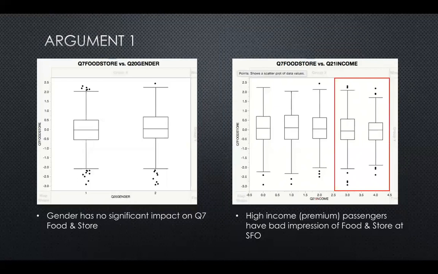In order to find out if other elements have a relationship with Q7 OR, we made some box plots. The first chart shows we compared gender with Q7 OR and found that gender has no significant impact on Q7 food and store. And then we compared income with food and store. As we can see from the box plot on the right side, high-income passengers, who we thought may be premium passengers, have a bad impression of food and store at San Francisco Airport.